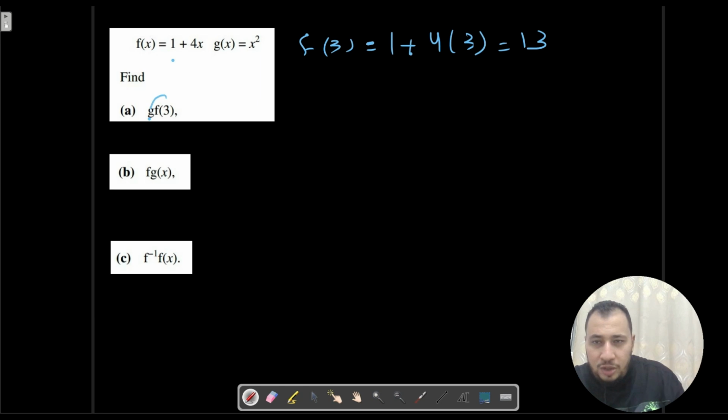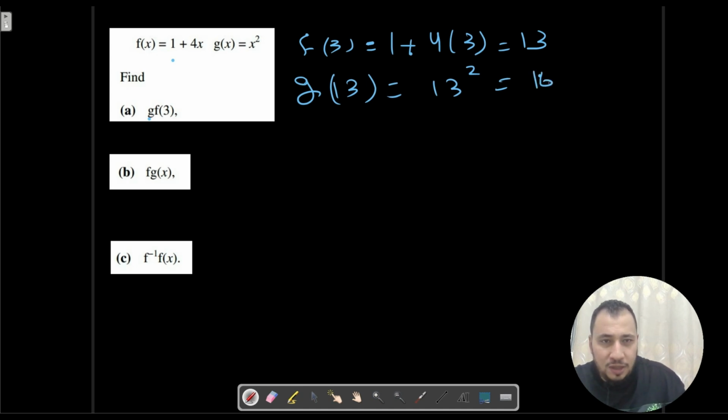Then you will replace this f of 3 with 13, so it's going to be g of 13. So it's going to be here 13 squared, which is 169. Okay, fine. Find f g of x. Again, g of x, this is composite functions. We start with the function on the right. So g of x here is x squared, so this is going to be f of x squared.